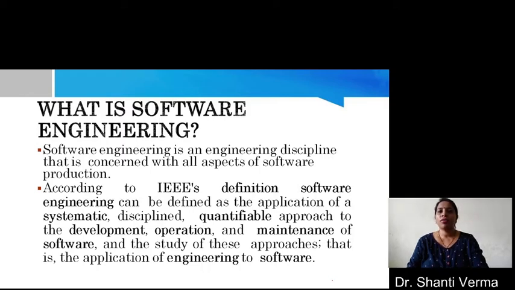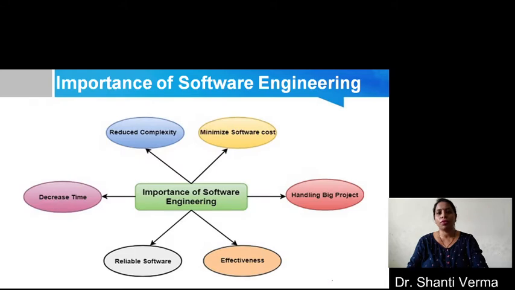Now let's discuss what is software engineering. Basically, software engineering is an engineering discipline that is concerned with all the aspects of the software production. And according to the IEEE definition, software engineering can be defined as the application of systematic, disciplined, quantifiable approach to development, operation and maintenance of software, and that is the application of the engineering to the software.